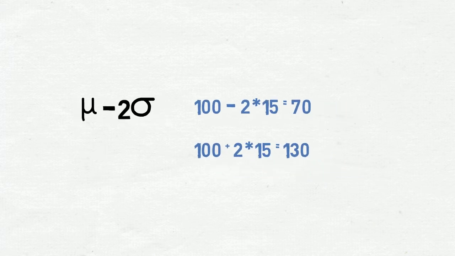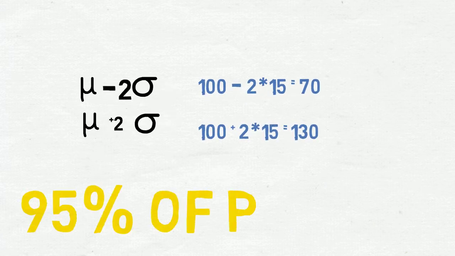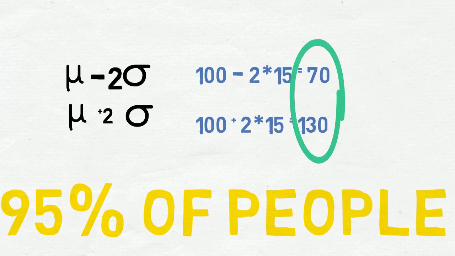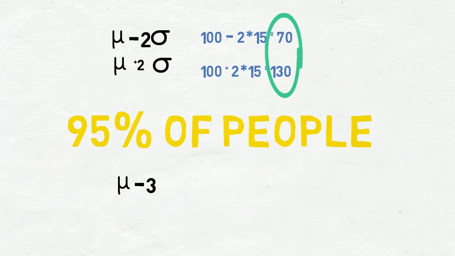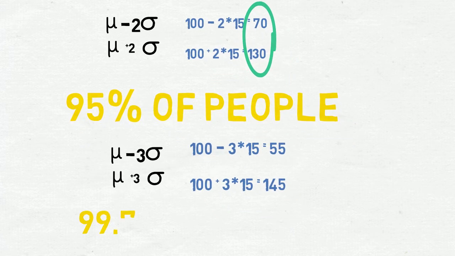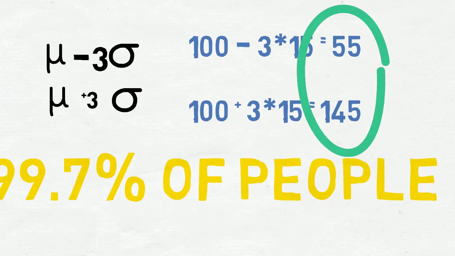Similarly, mu minus 2 sigma is equal to 100 minus 2 times 15, that is 70. Mu plus 2 sigma equals 130, through which we can get to know that 95% of the students have scores between 70 and 130. Similarly, for the third case, mu minus 3 sigma and mu plus 3 sigma, we get 55 and 145, which shows that 99.7% of the students have scores between 55 and 145.